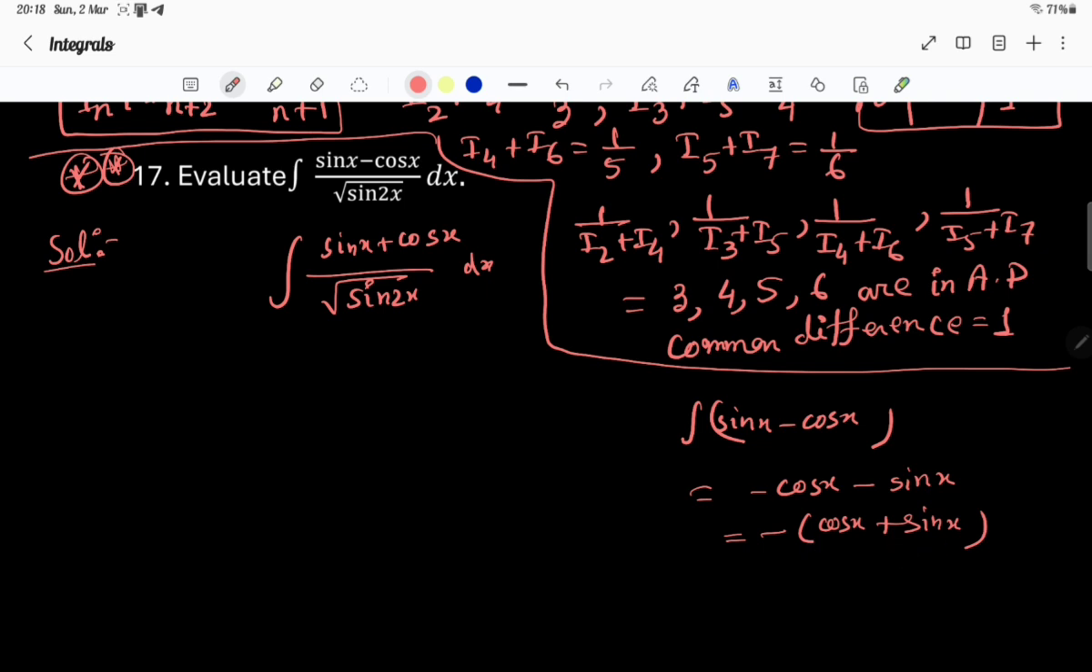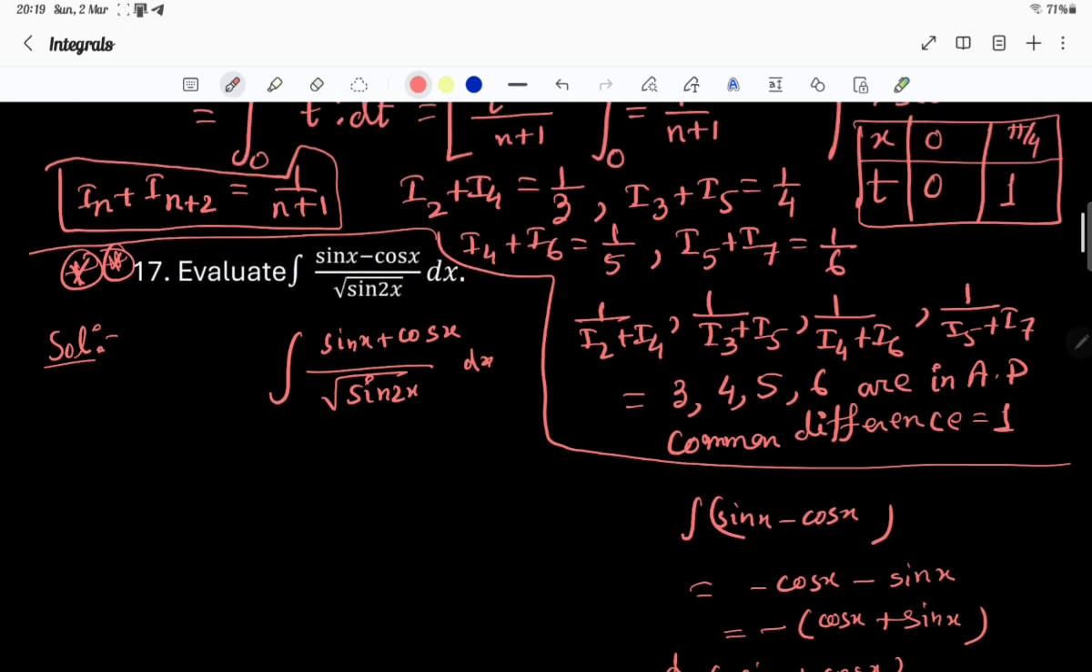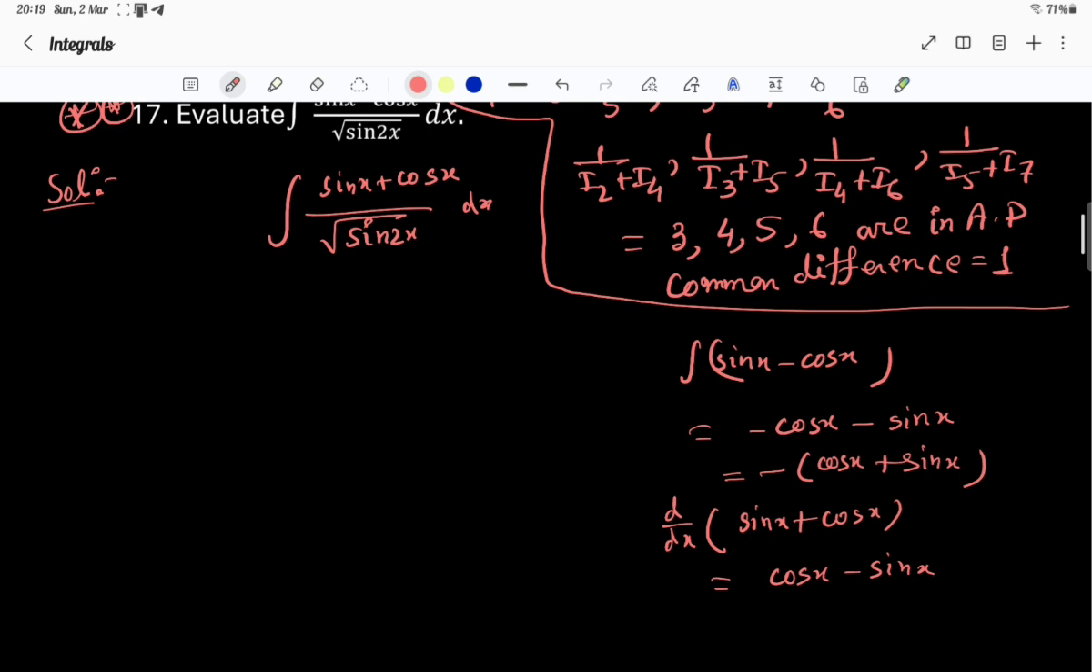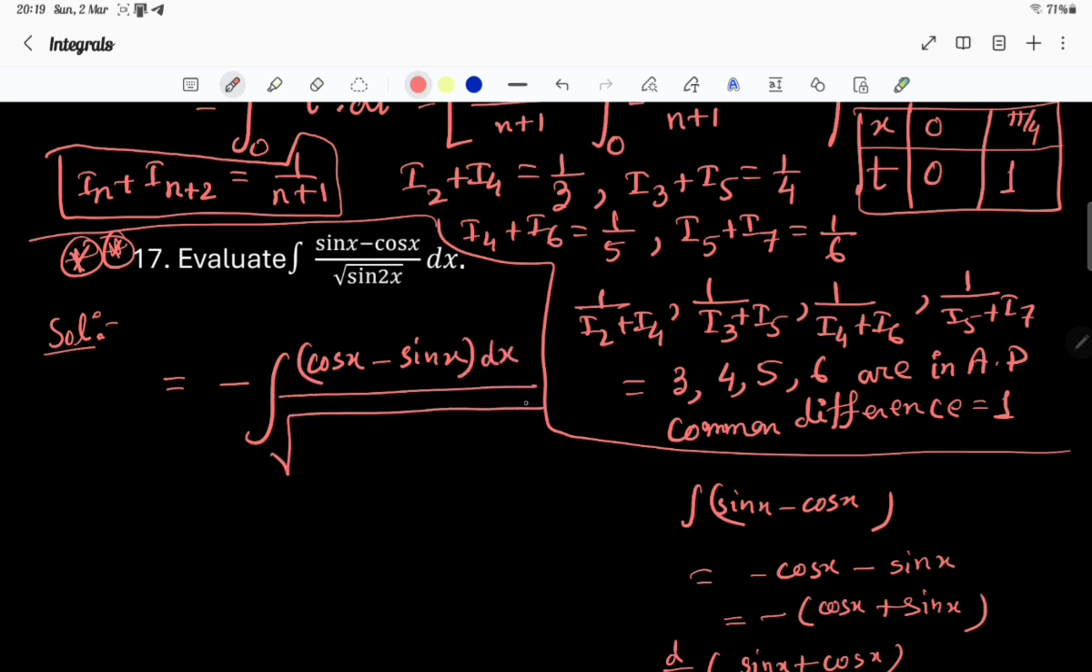Okay, now see what I am making. If I take the derivative of sin x plus cos x, what will come? Cos x minus sin x, and in the numerator it was sin x minus cos x. So actually this is coming cos x minus sin x. So what we will do in this question, take common minus 1 at first, it will come integration of cos x minus sin x dx over square root of sin 2x.